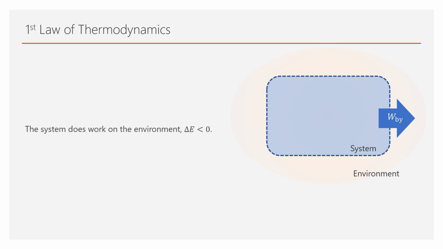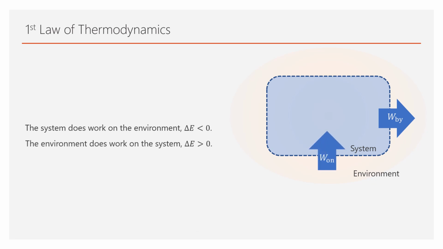As we saw in the previous lecture, if the system does work on the environment, the system's energy will decrease. And if the environment does work on the system, the system's energy will increase. We combine that to come up with the energy law, which says that the total change in energy of a system is equal to the net work done.